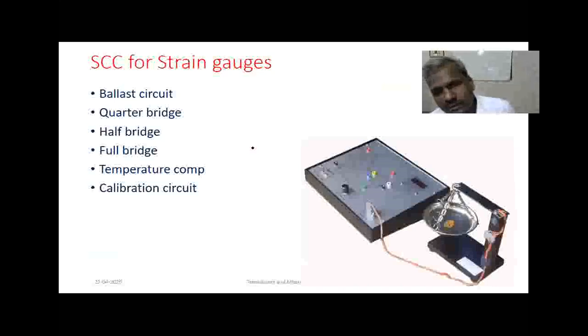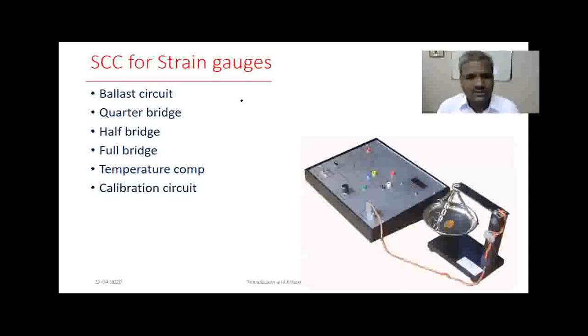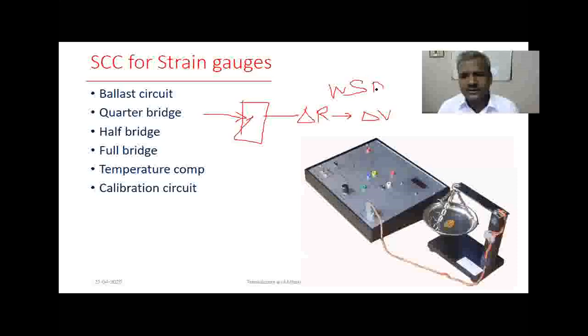To convert the change in resistance into voltage for displaying the strain value, we go for the strain gauge signal conditioning circuit. The input to the strain gauge is pressure or force or strain or stress. The output is change in resistance, gauge resistance. Again, this output is converted into change in voltage using the Wheatstone bridge. The Wheatstone bridge is called the primary conversion element.